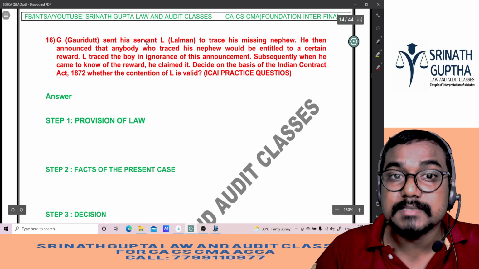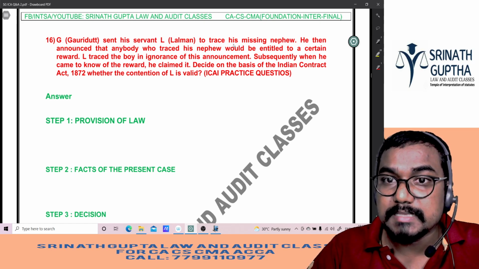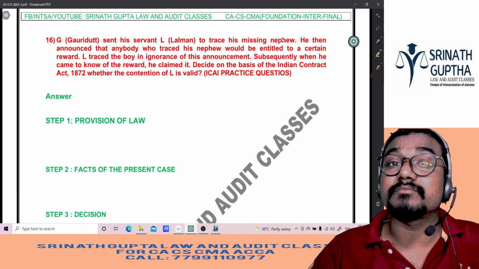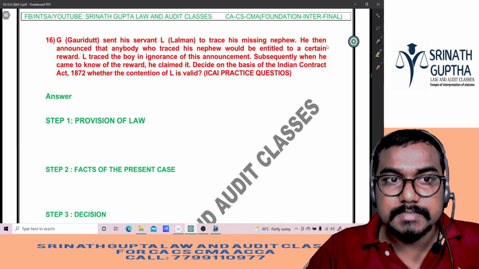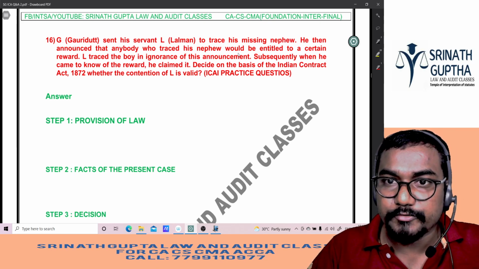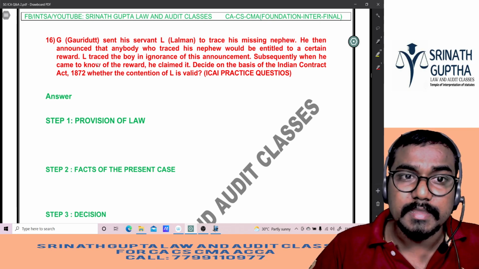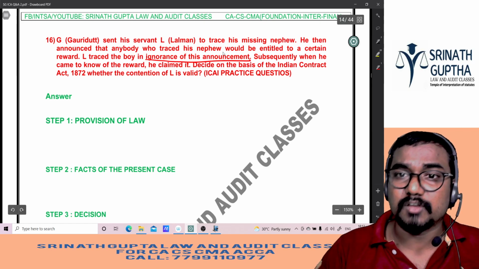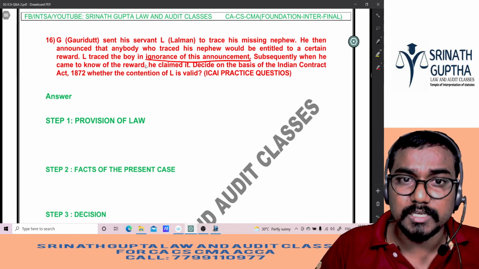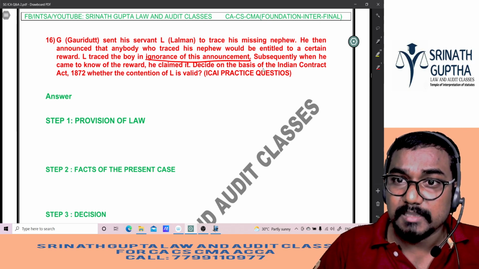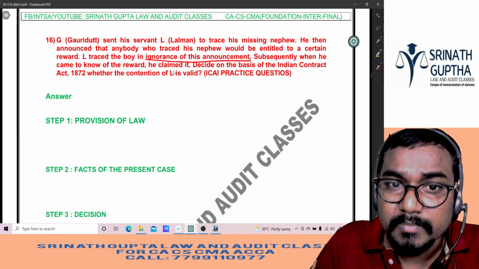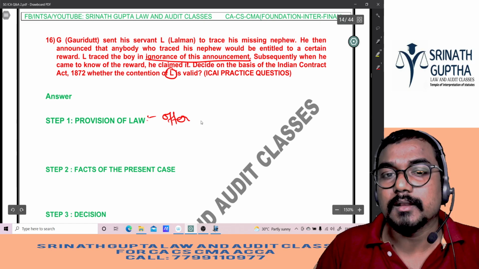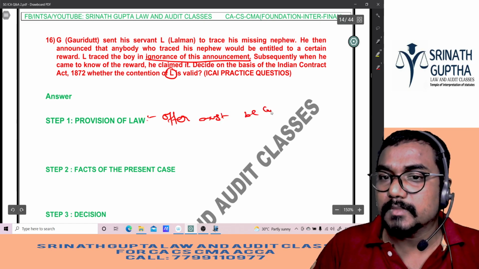So, Gauri Dutt sent his servant Lalman Shukla to trace his missing nephew. Offer must be communicated. Essentials of the offer. He then announced the reward: whoever traces his nephew would be entitled to a certain reward. Lalman traced the boy in ignorance of the offer, ignorance of the announcement. Subsequently, when he came to know about the reward, he claimed it. Decide on the basis of the Indian Contract Act whether Lalman's contention is valid or invalid, beta. Step number 1: offer must be communicated.